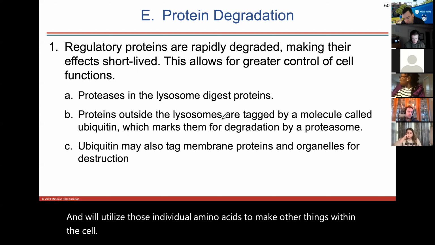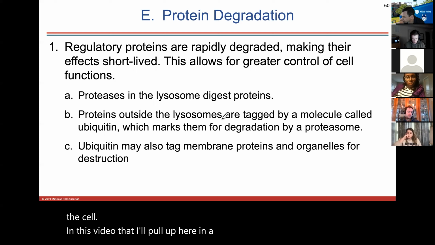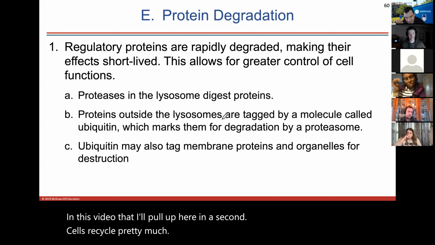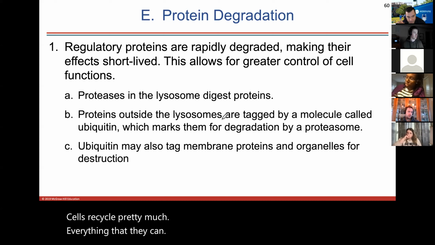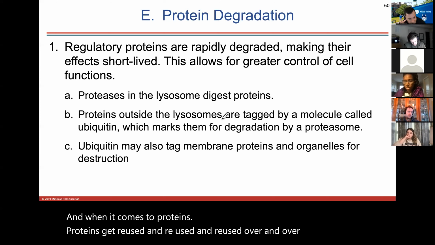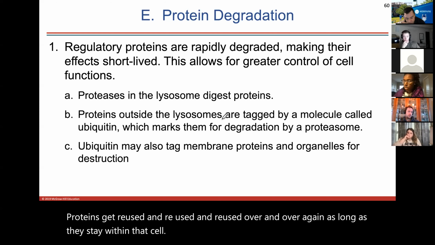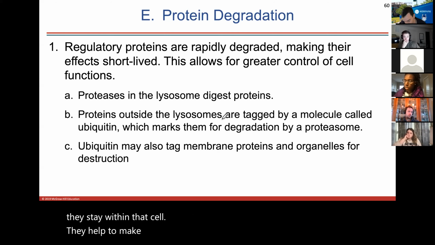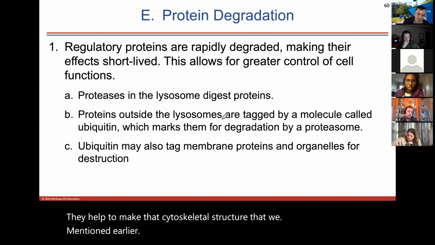In this video that I'll pull up here in a second, cells recycle pretty much everything that they can. And when it comes to proteins, proteins get reused and reused and reused over and over again as long as they stay within that cell. They help to make that cytoskeletal structure that we mentioned earlier.